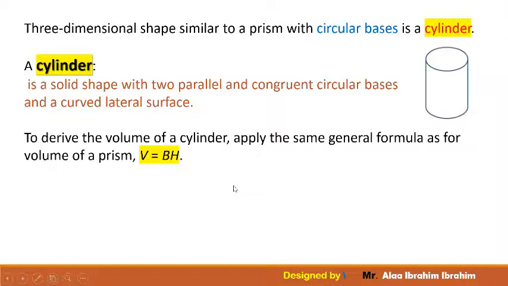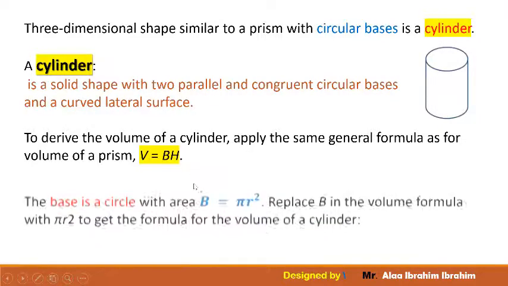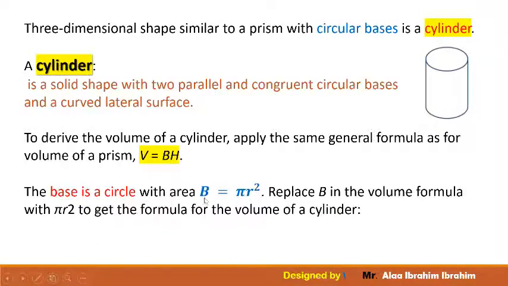Now how do I find the volume? The area of the circle times height. So I make it like this. B here means the area of your base, which is pi r squared. So finally we can write this form for the cylinder: B times h, where B means pi r squared, times h. So this means you find the volume: base area times height, meaning pi r squared times height.